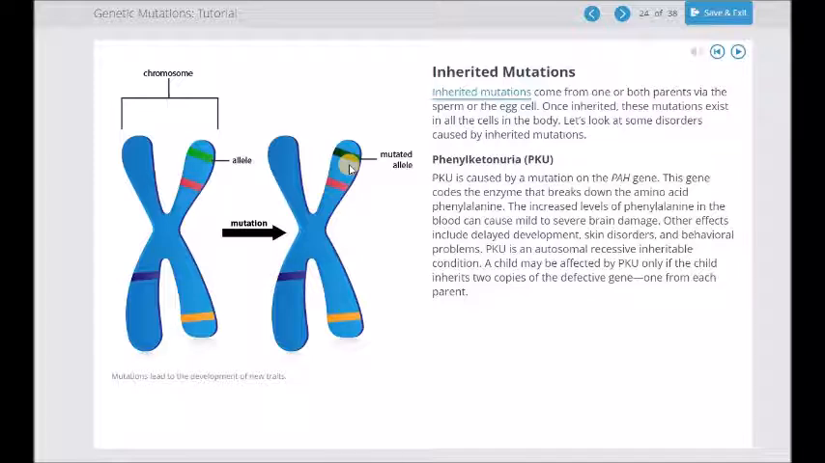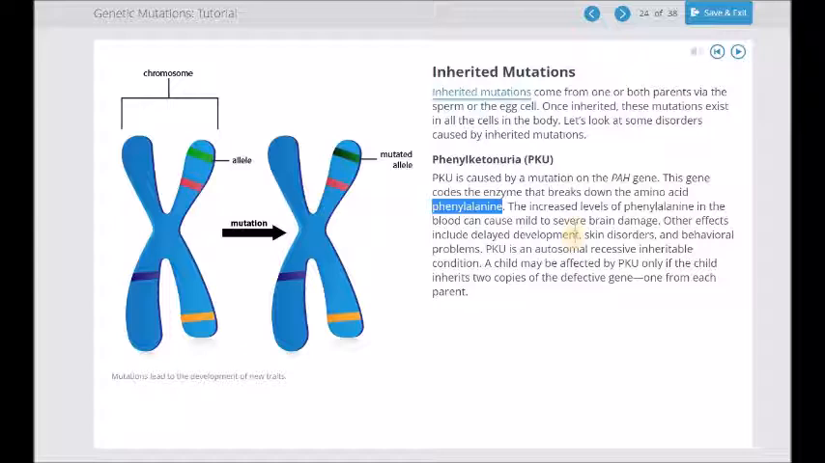Most mutations are bad, such as PKU. PKU is a mutation of the PA gene. This gene codes the enzyme that breaks down the amino acid phenylalanine. You have this amino acid phenylalanine in your body, and it's useful, but it builds up, and you have to have an enzyme that goes there and breaks it down. People with PKU don't make that enzyme. An enzyme's a protein. If you don't have the DNA right that makes that enzyme protein, then you can't break down phenylalanine and it builds up.